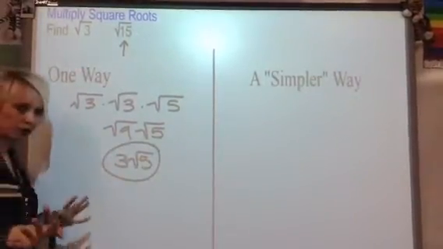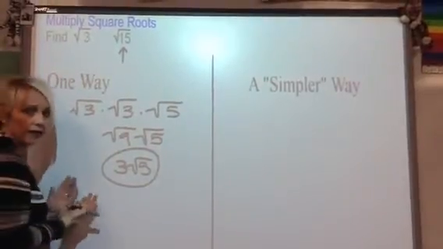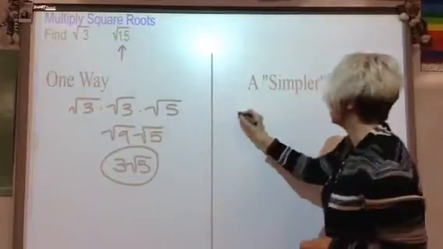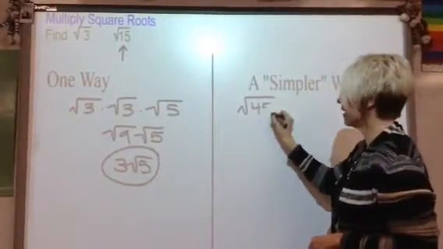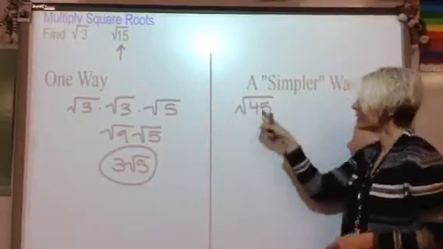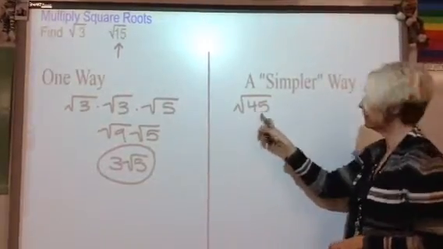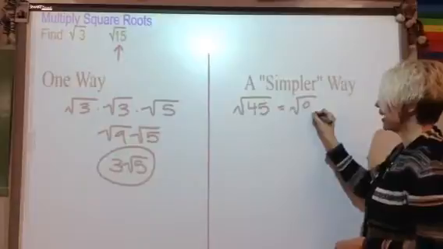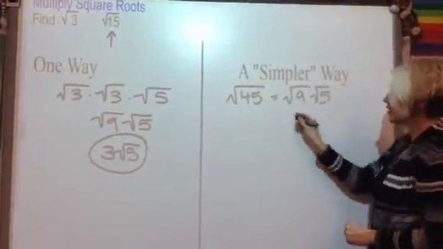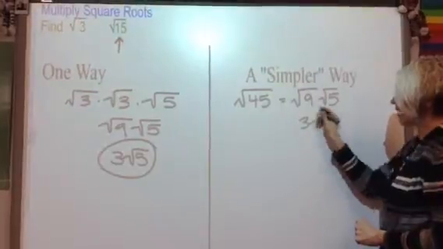Now, I don't know about you, but I think this is a long way. Here's what I do. I multiply what's inside the radicals to get radical 45. And then I do what we just did in the last example. What is the greatest perfect square that could fit inside here? Well, that would be radical 9. And 9 times 5 is 45. So this simplifies to 3 radical 5.